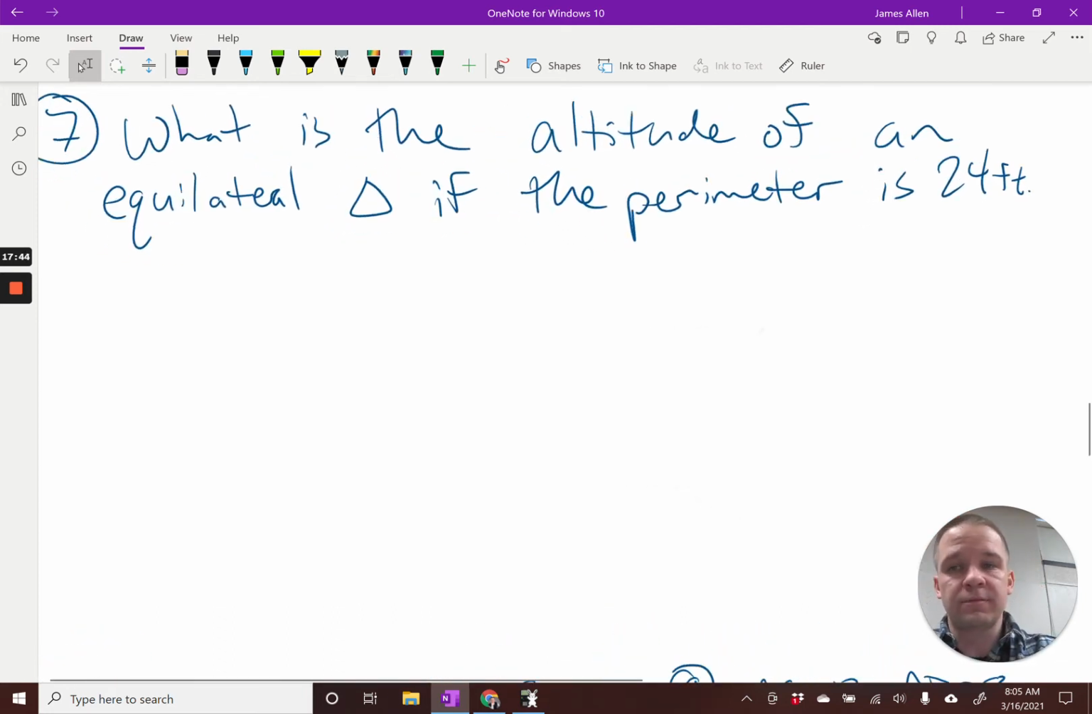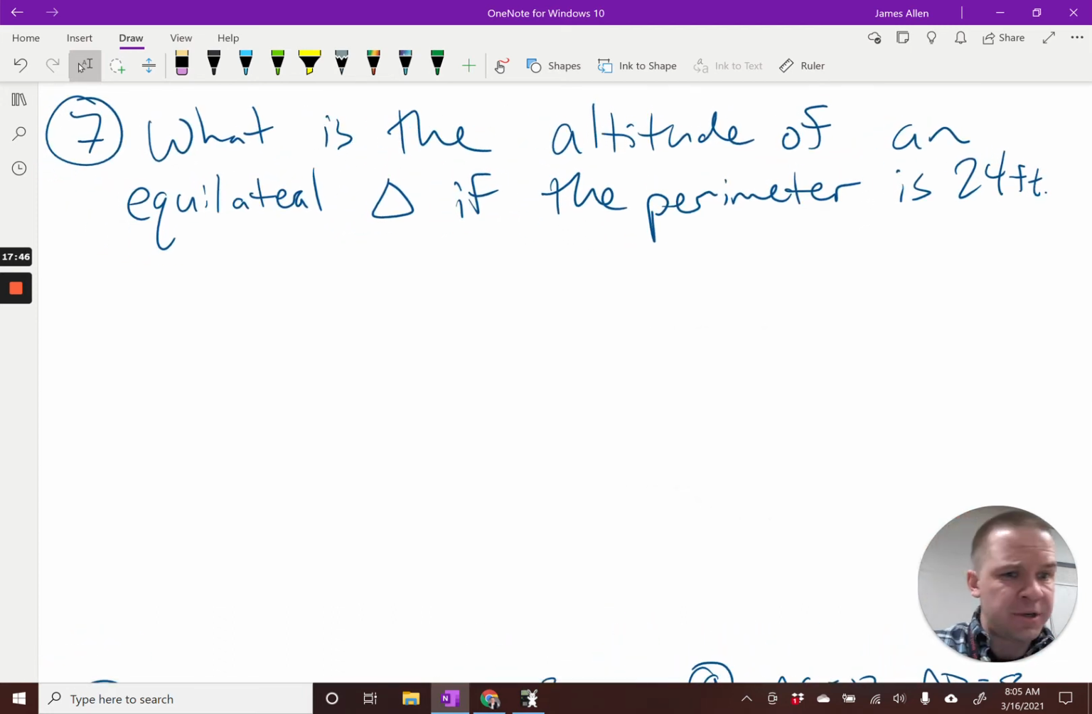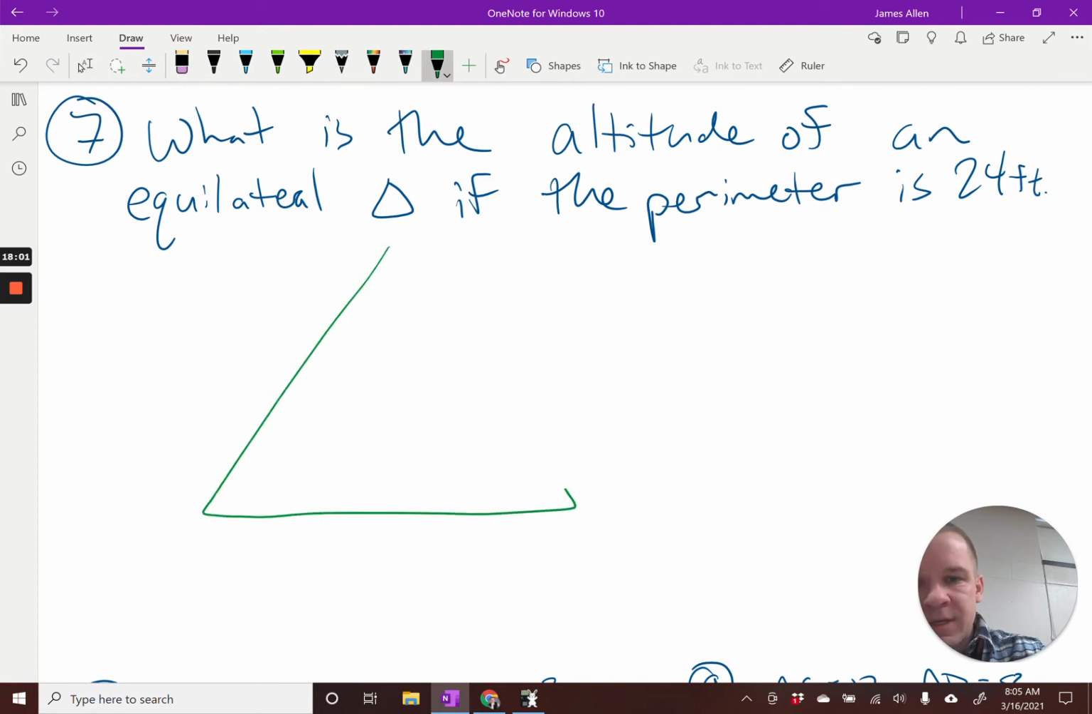Well, that sounds fun. Sounds exciting. An altitude is the same thing as a height, right? Those are interchangeable terms. So altitude, height, the perimeter of the equilateral triangle is 24. An equilateral triangle has all congruent sides, so each side is 8. So I've got 8, 8, 8.